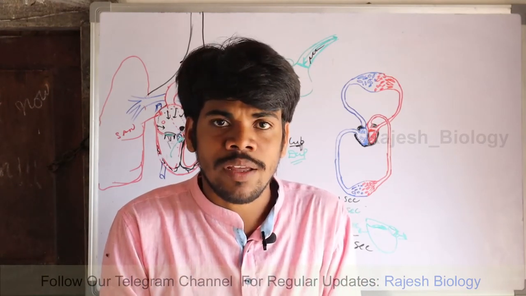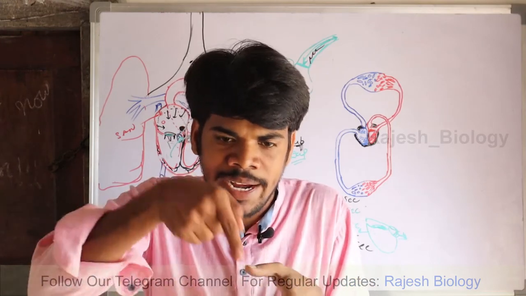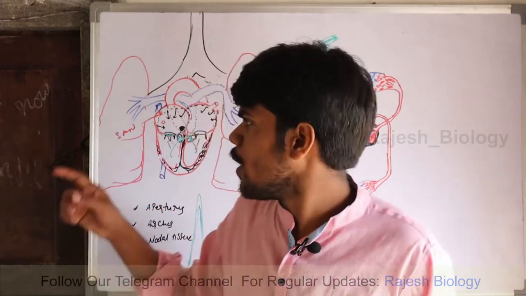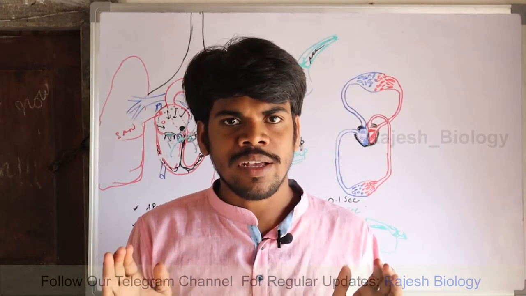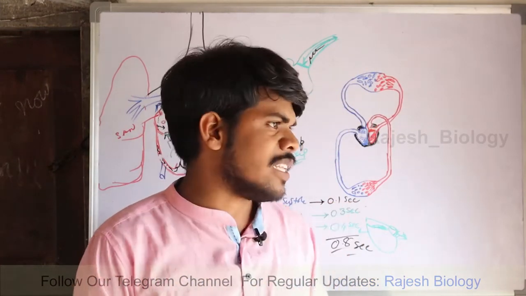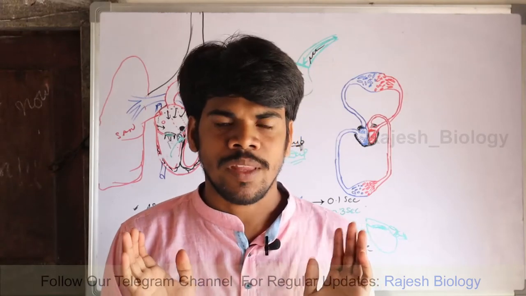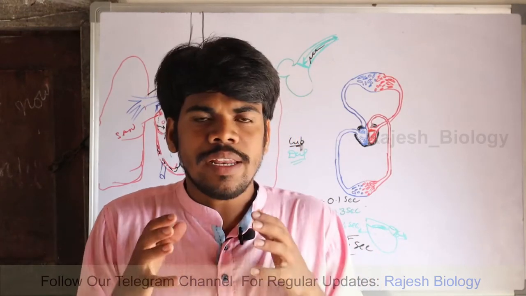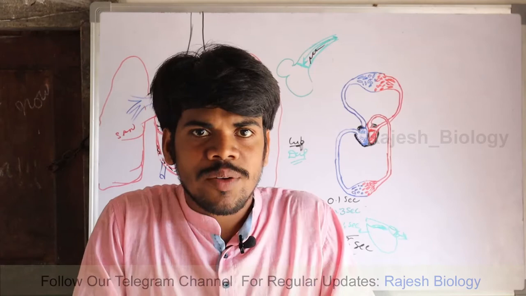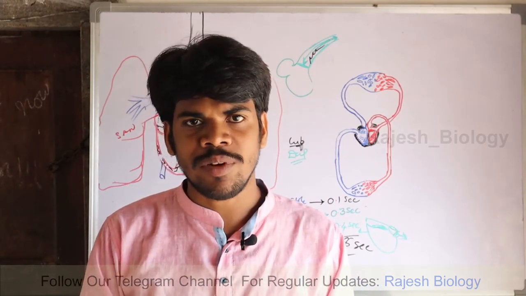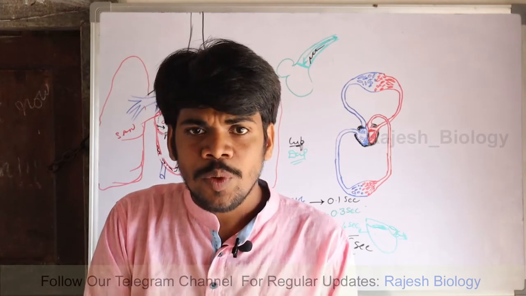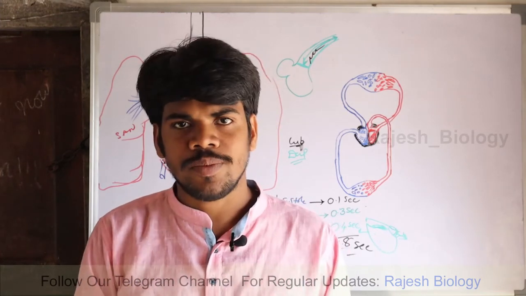But what happened? Before the atrial contraction, the blood enters into the ventricles due to the opening of the bicuspid and tricuspid valves. Clear? And it takes 0.1 second. This is about the atrial systole. And atrial systole increases the flow of the blood into the ventricles. 30% of the blood enters into the ventricles after atrial systole.